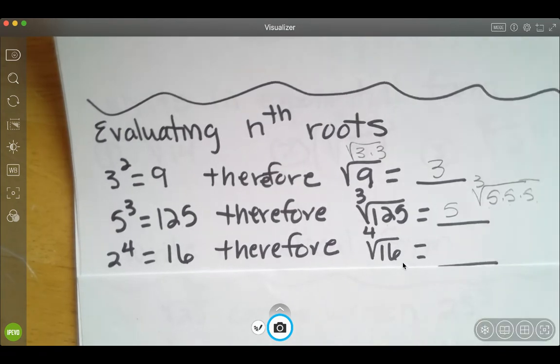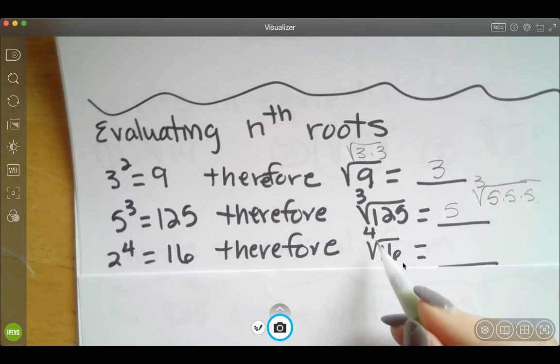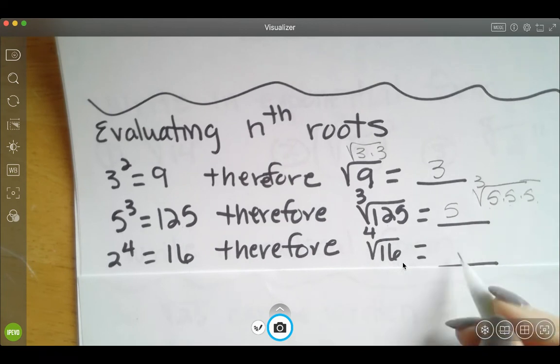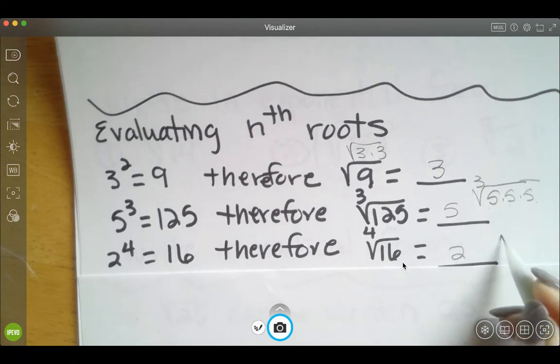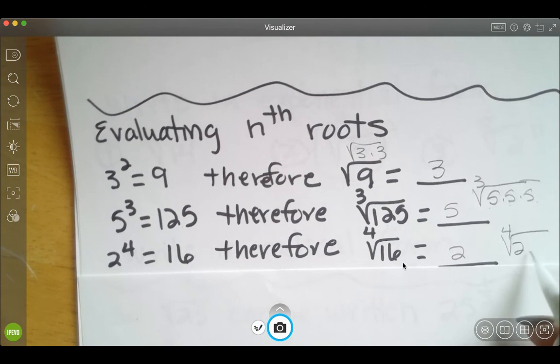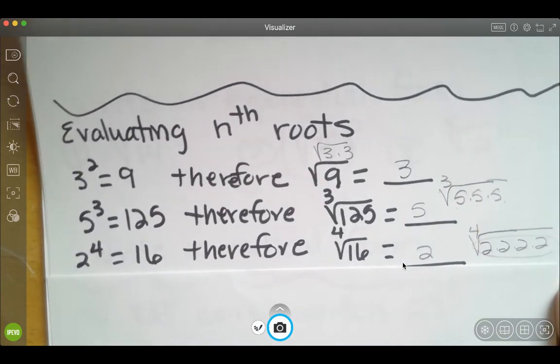And then if we have 2 to the fourth power equal to 16, then we know that the fourth root of 16 is going to be 2, because now if you have the fourth root, instead of needing 2 or 3 to take 1 out of the same number, you're going to need 4 to take 1 out. Let me move that over a little bit. Okay?